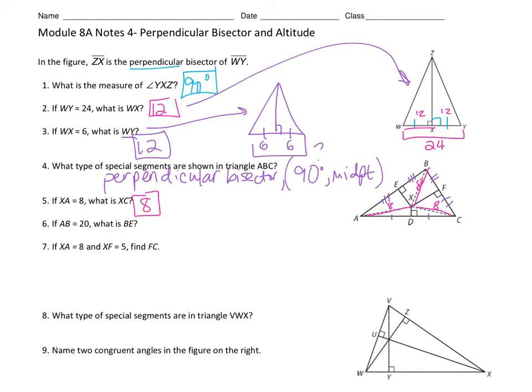If they give us that AB, so this outside distance, is 20, remember that means that both of these are 10. When they want to know what is BE, that's just the 10 because it's only one of the pieces.